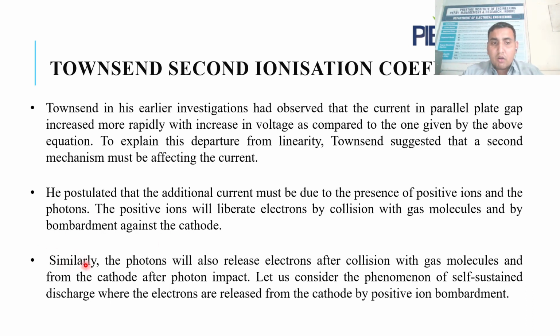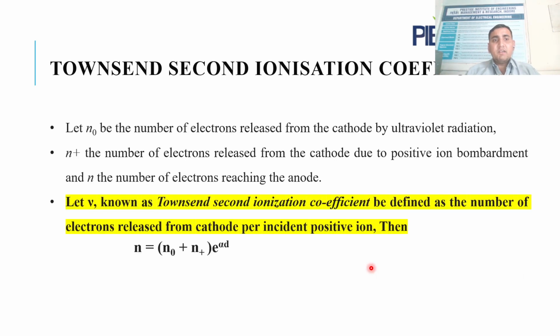Similarly, he suggested that photons will also release electrons through collision. It means more electrons are being released by this collision method. So let us consider the phenomenon of self-sustained discharge, where electrons are released from the cathode by the positive ion method only. Let us assume n0 electrons are released by ultraviolet radiation, and n plus electrons are released from the cathode by positive ion bombardment. There are two types of bombardment: first due to the UV rays, and second due to the positive ions from the cathode.